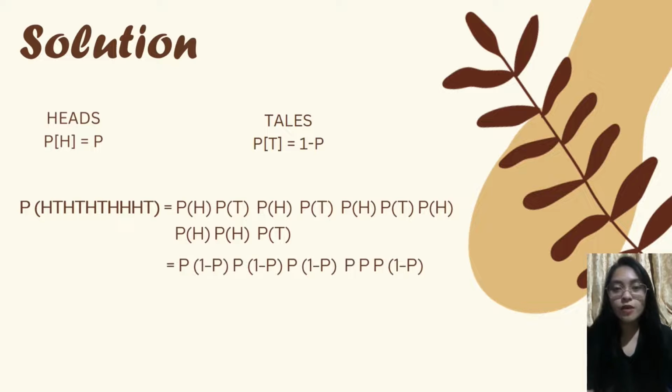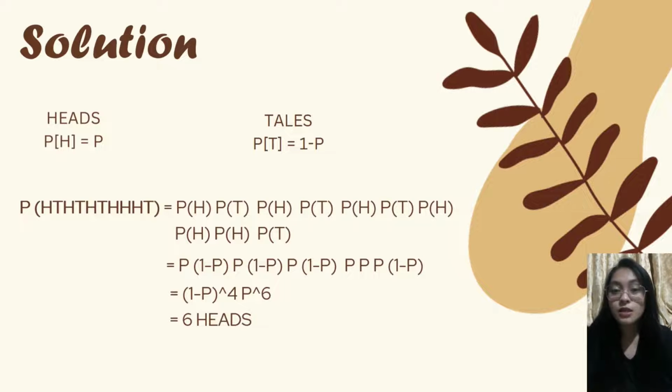So the probability is P times 1 minus P times P times 1 minus P times P times 1 minus P times P times P times P times 1 minus P, and if I were to simplify this, I'll get (1 minus P) to the 4th times P to the 6th. So that's the probability of exactly this sequence.